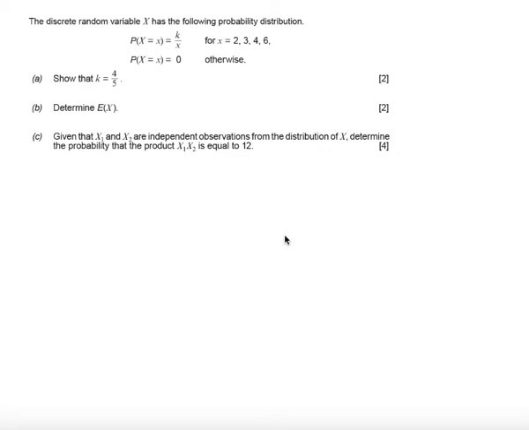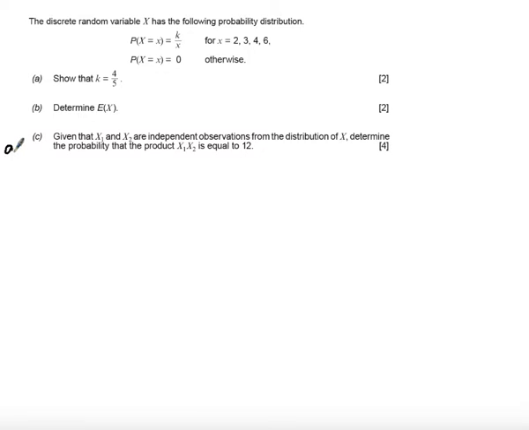In this question, we're told the discrete random variable x has the following probability distribution. So probability x is equal to x is given by k over x for x equals 2, 3, 4 and 6. Probability x is equal to x is 0 otherwise. So the first part of the question asks us to show that k is equal to 4/5.